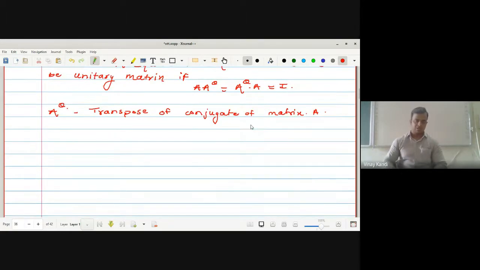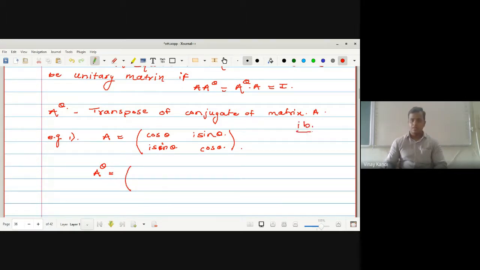Now look at the example. Example number 1. If A is given by a 2 by 2 matrix like this, cos theta, i sin theta, i sin theta, and cos theta. Now what is the value of A theta? Now for ib, what will its complex conjugate be? If x is equal to ib, then x bar is equal to minus ib. Here the plus will change, the sign of the imaginary part will change.